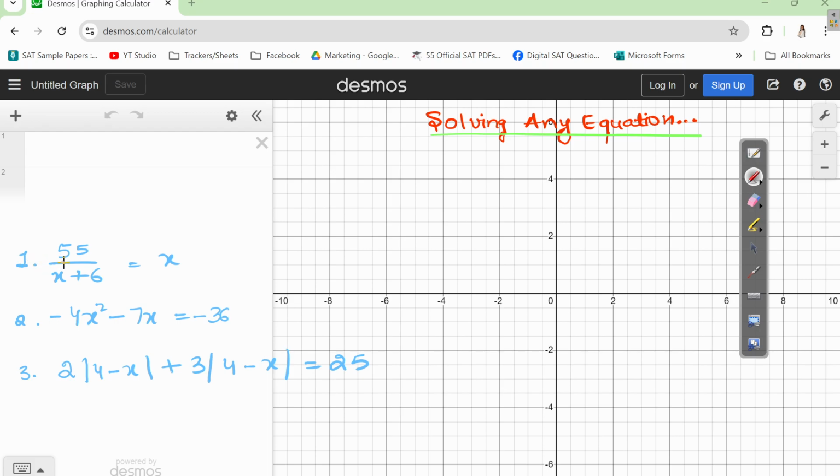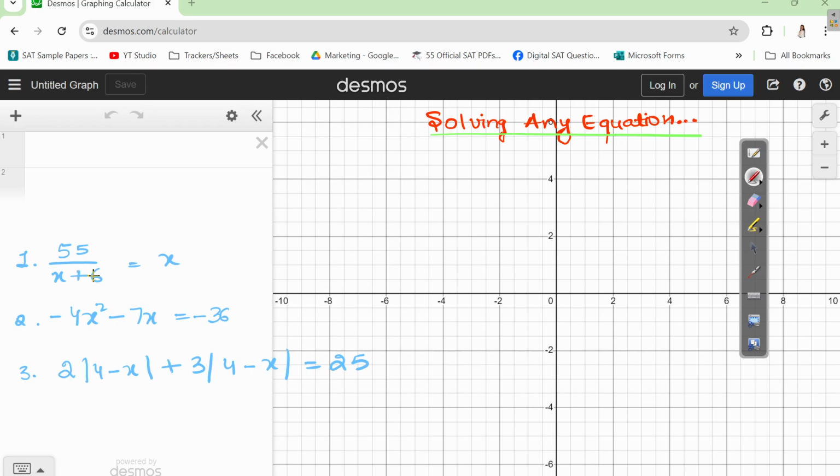The first one is sort of a rational equation. Second one is a quadratic equation, and third one is an absolute value equation. These are all 3 different types of equations, but all 3 of them have just one variable, that is x. Okay, now in order to solve them using DESMOS, it's really very simple.